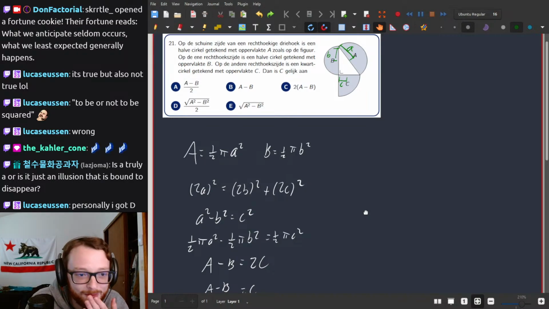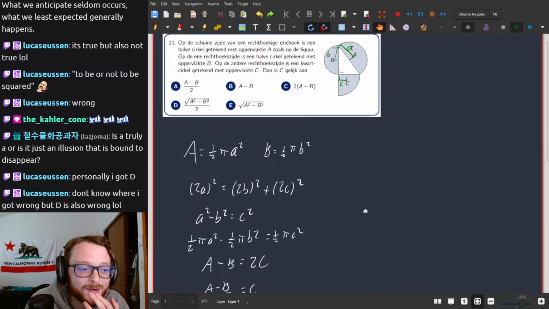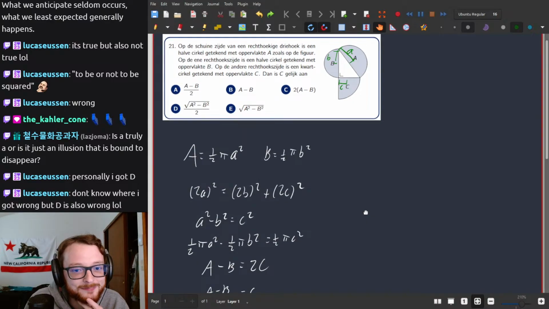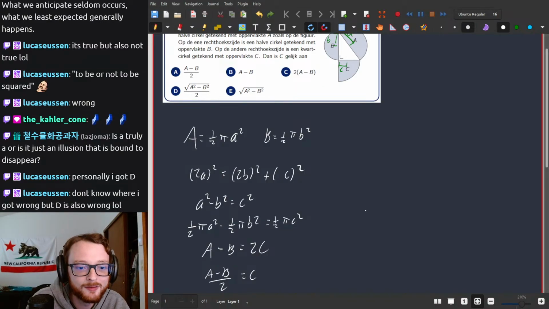I feel like there shouldn't be a square root. Okay. I guess this needs to be 4C. No. It's this equivalence that's wrong.